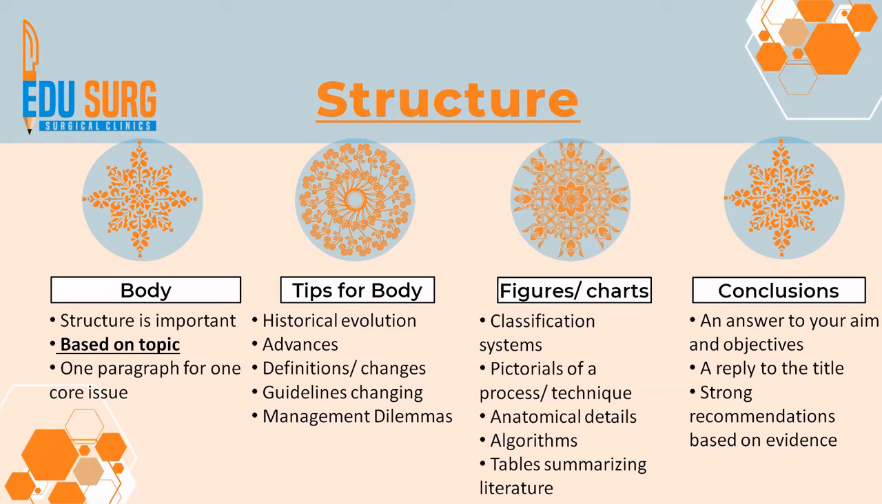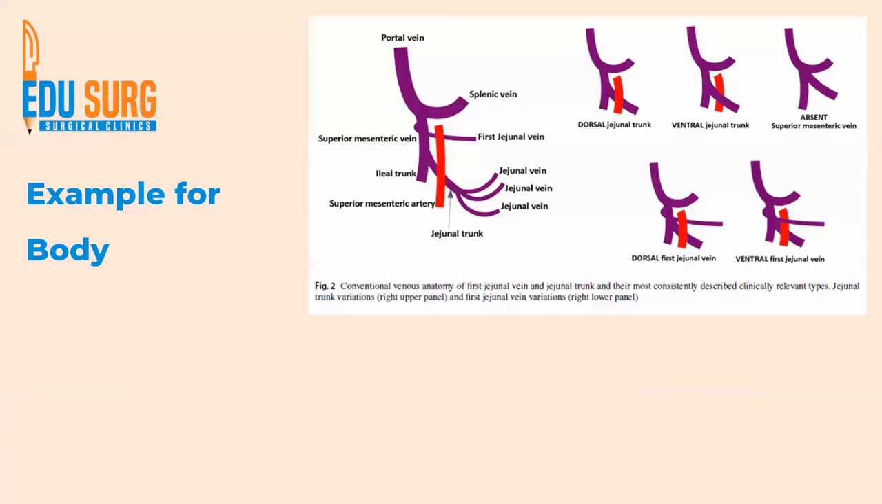Conclusion is basically a reply to the title, or a strong recommendation based on already published evidence, or an answer to your aim and objective. So it's a fairly simple part of the article, but a very important part. Usually the reader is going to read the abstract, conclusion, the title, and more or less the introduction. And by this time, the reader has made up his mind that this article is good or bad. So these parts are very important.